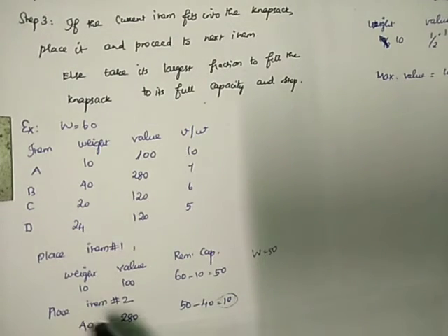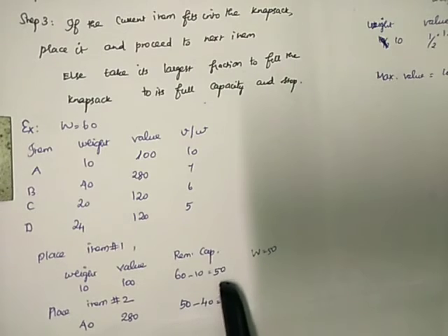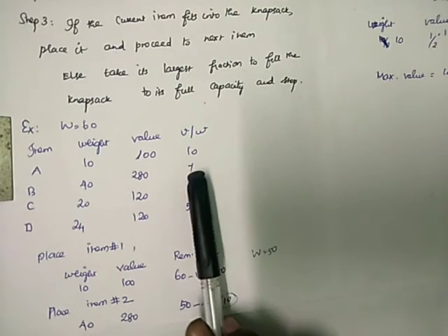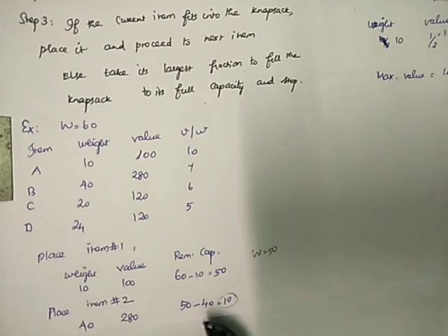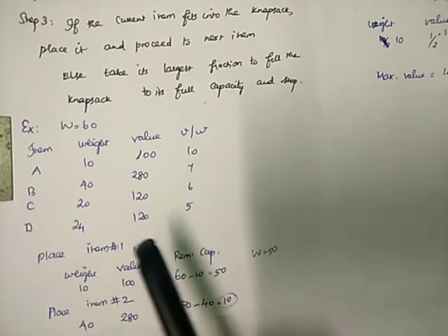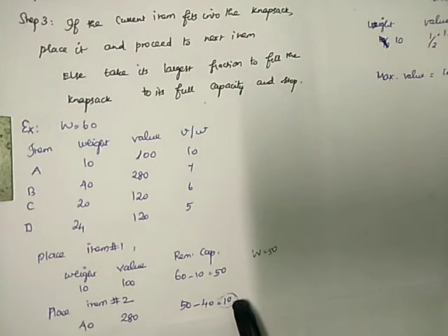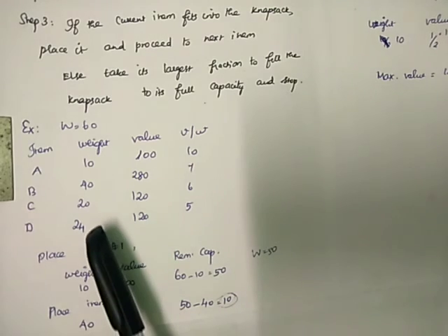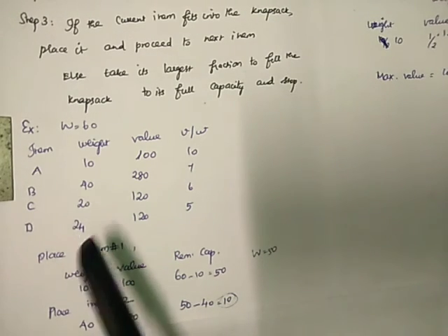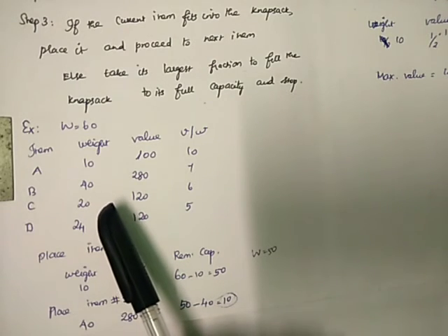The first item weight is 10. We can afford item 1 in the knapsack. So the remaining capacity is 60 minus 10, which is 50. Then take the second item. The second item weight is 40. 40 is less than the remaining capacity, so we can also fit item 2 into the knapsack. So the remaining capacity becomes 10. Then go to the third item. The third item weight is 20, but we have only 10 remaining capacity. We cannot afford the item fully, so we can partially take the item into the knapsack.